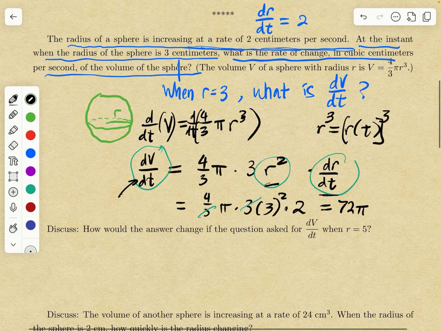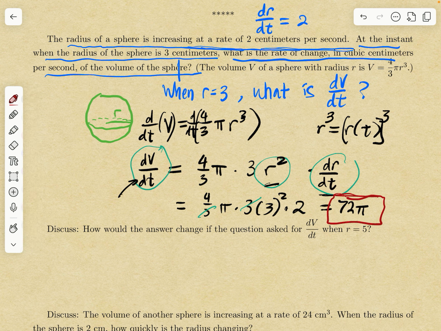And the question is, what's the rate of change in centimeters cubed per second of the volume of the sphere? The answer is 72 pi. So what's going on is the volume of the sphere is increasing at a rate of 72 pi cubic centimeters per second. That's the interpretation of this 72 pi.